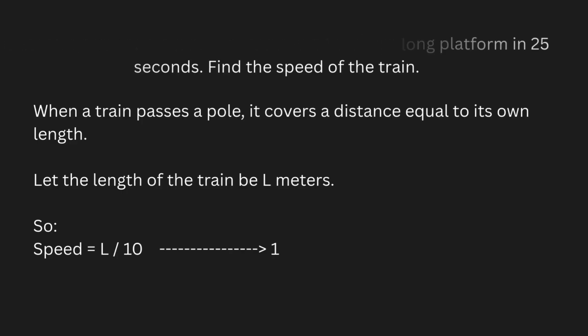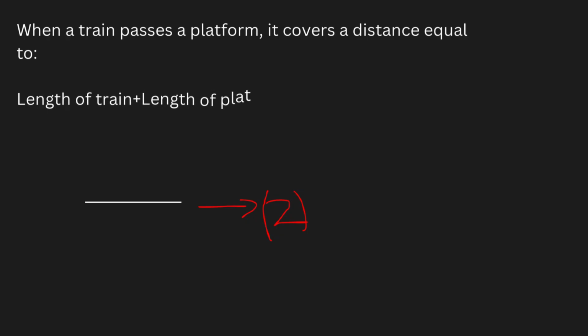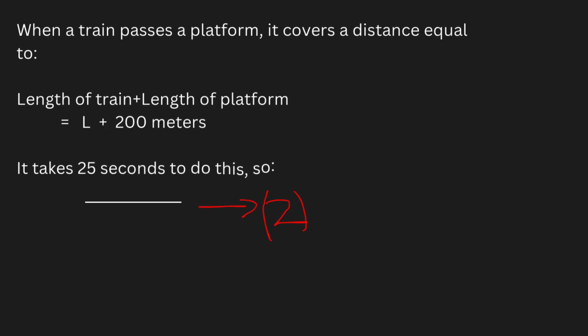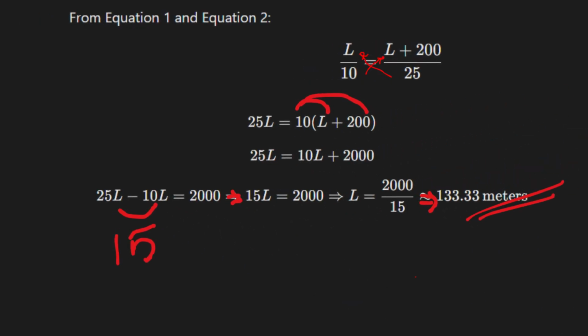When a train passes a platform, it covers a distance of L plus 200 meters, as they have given the platform length. It takes 25 seconds to do this. So speed is equal to L plus 200 divided by 25. So this is equation 2. Let's solve these equations to get the value of L.